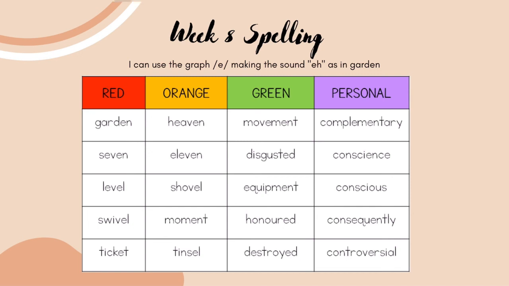In the green column, we have movement, disgusted, equipment, honored, and destroyed. And in the personal column, we have complimentary, conscience, conscious, consequently, and controversial.